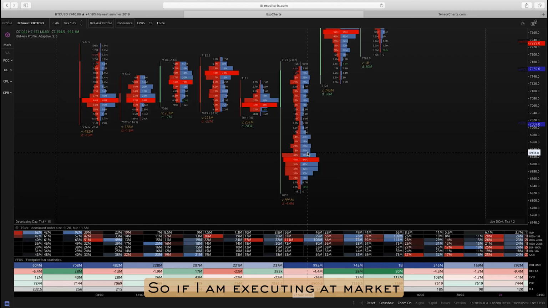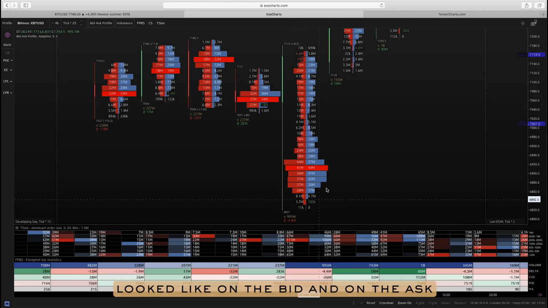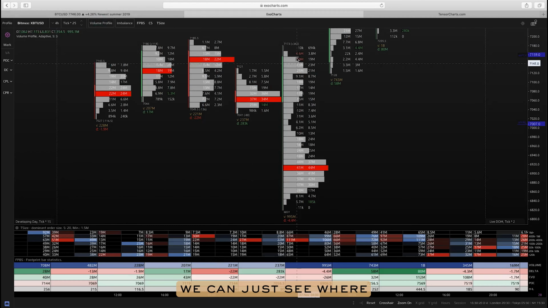So if I am executing at market, what am I doing? I'm buying into a limit order. So this is the bid ask, which is going to give us an idea of what the volume profile looked like on the bid and on the ask. Now, if we go through the volume profile, we could just see where a dominant portion of the volume took place. So a dominant portion of volume took place at this bottom.